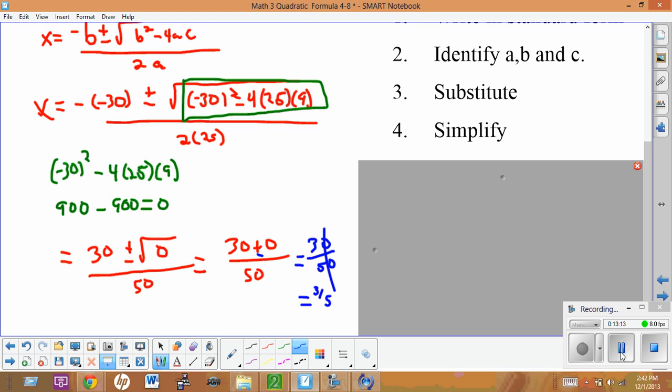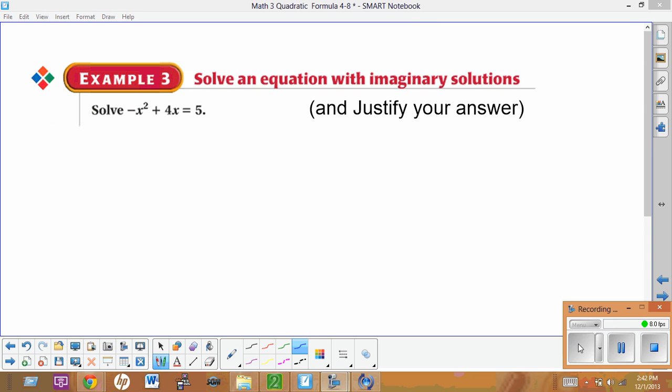Okay, for the last example, negative x squared plus 4x is equal to 5, I would like you to go step by step and work this out. When you're done, I would like you to restart the video and we'll check it against my work. And if you miss anything, make the corrections there. And if you didn't get something, make sure you add it to your notes. So let's see if you can do the steps. So pause the video now. When you're done, go ahead and turn it back on.